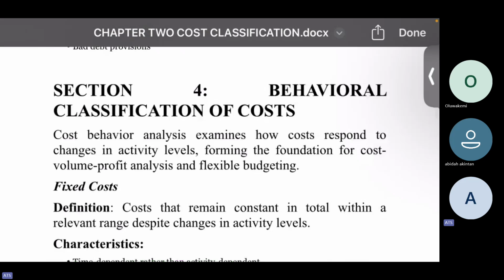Now, cost behavior basically examines how costs respond to changes in activity levels or behavior. So it examines how costs respond to changes in activity levels or behavior.